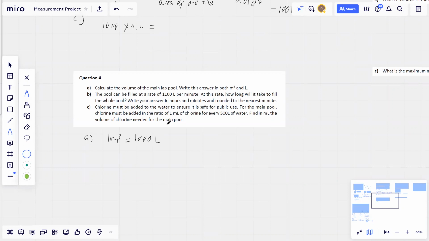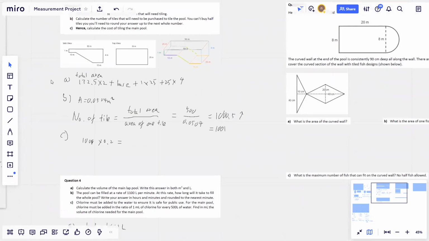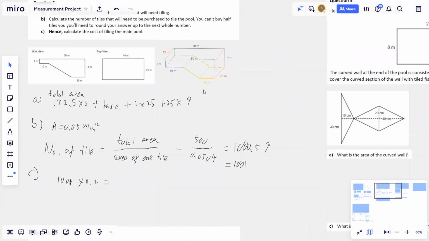And how can we get the volume of the swimming pool? The volume is the cross-sectional area times the height. The cross-sectional area I will use is from the side view, which is this one here. So I would use the area of the side view, 132.5, times the height, which is 25.